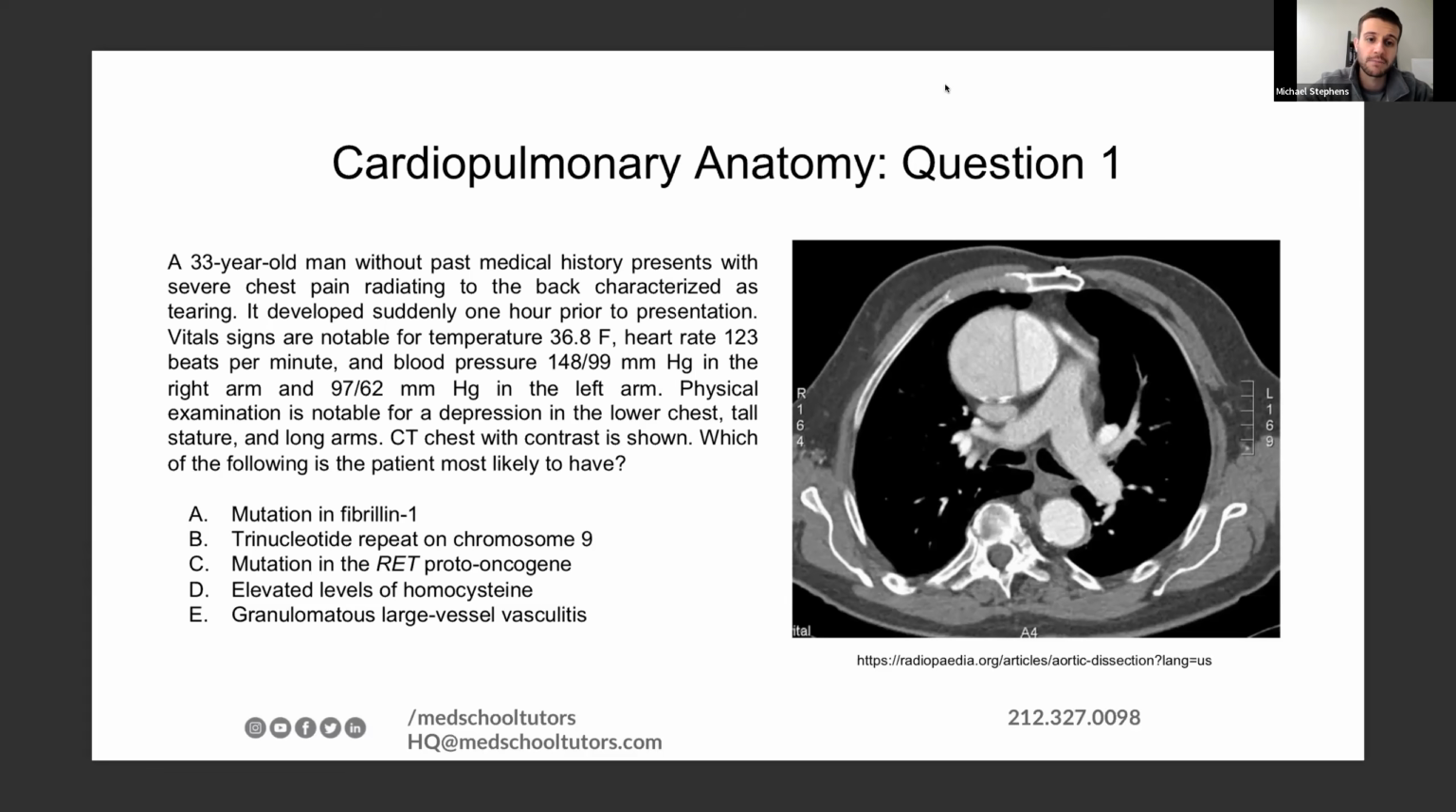A 33-year-old man without past medical history presents with severe chest pain radiating to the back and characterizes that chest pain as tearing. So it developed suddenly about 1 hour prior to presentation, and his vitals are notable for, it stands out to me as he's tachycardic, and he has his blood pressure differential. So it's 148/99 in the right arm and 97/62 in the left arm. And on physical exam, he has a depression in the lower chest. He's tall and he has long arms.